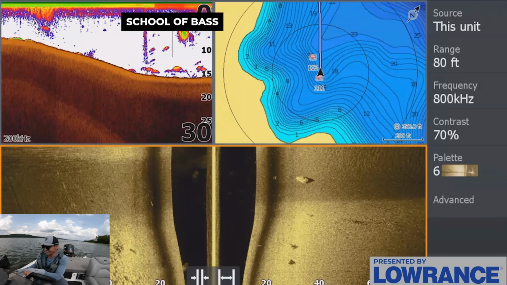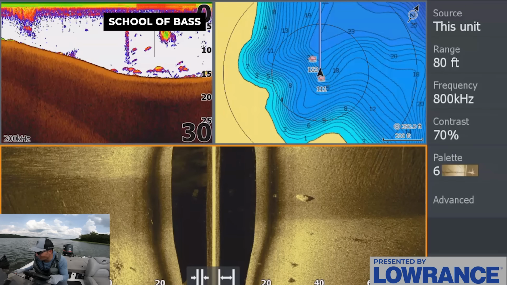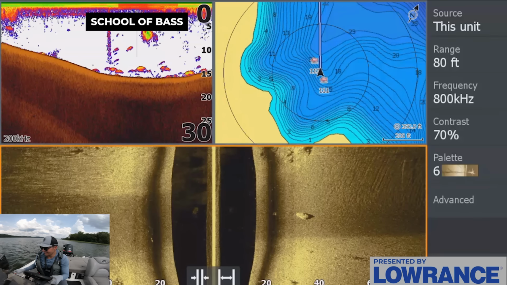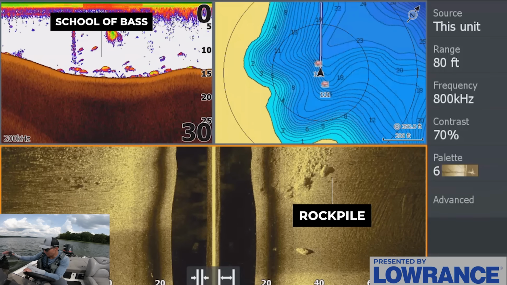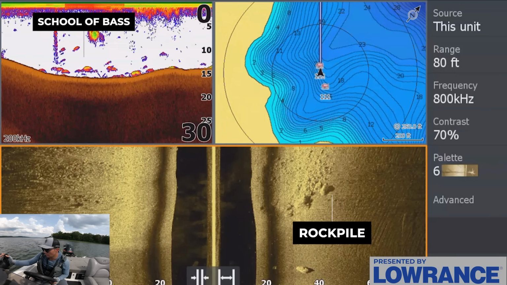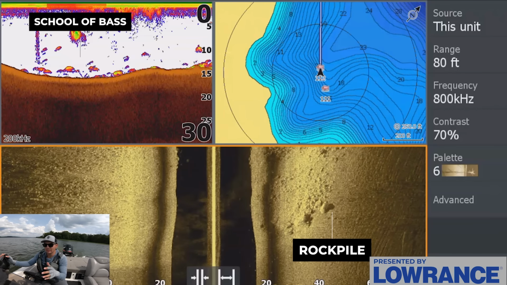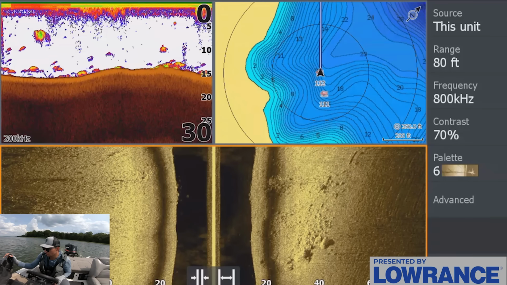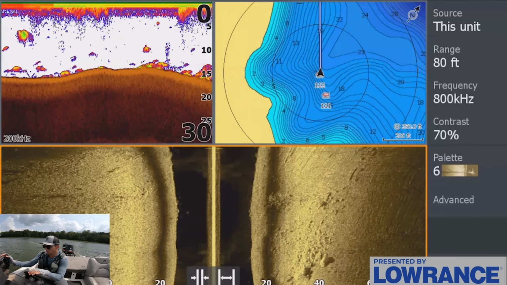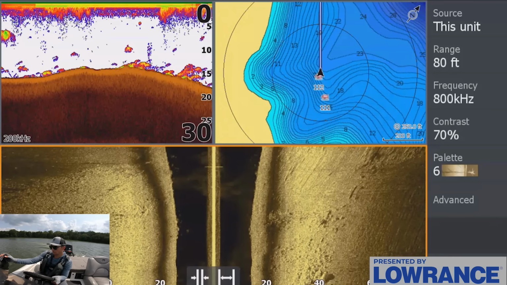Yeah, those bass are sitting right there. Look at those fish right there. That is awesome. They're right there chilling in that deal, and there's some rock over here to the right, and we can actually see a few fish in those rocks as well. So there's not just some bass randomly out here, there's also some rock cover that those fish can be relating to.